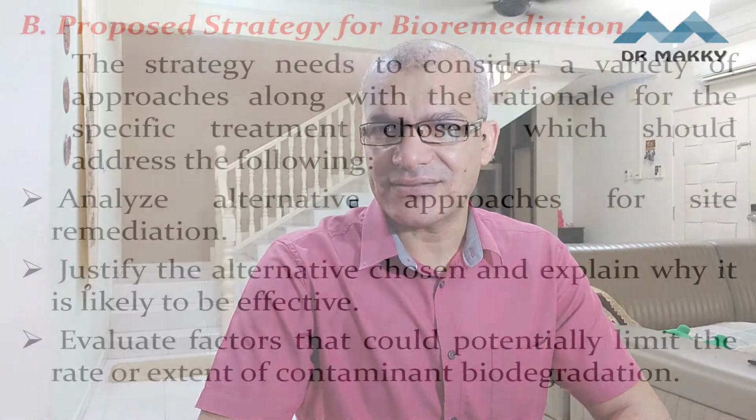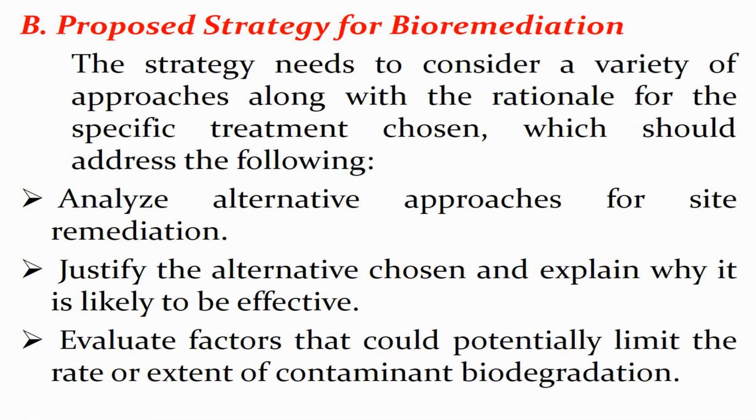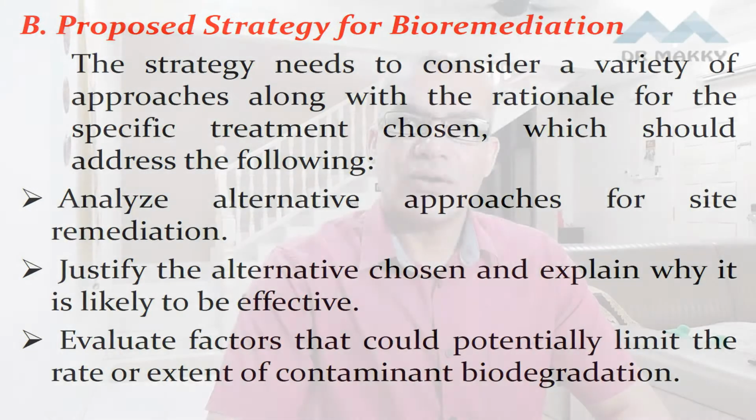The second basic element is the proposed strategy for bioremediation. This is very important for the specific treatment chosen and should include the following factors: analyze alternative approaches for site remediation. Also, you need to justify the alternative chosen and explain why it is likely to be effective or not. Also, you need to evaluate the factors that could potentially limit the rate or extent of the contaminant degradation. Also, you need to measure the contaminant degradation rate. It's very important: what is the rate of the degradation process?